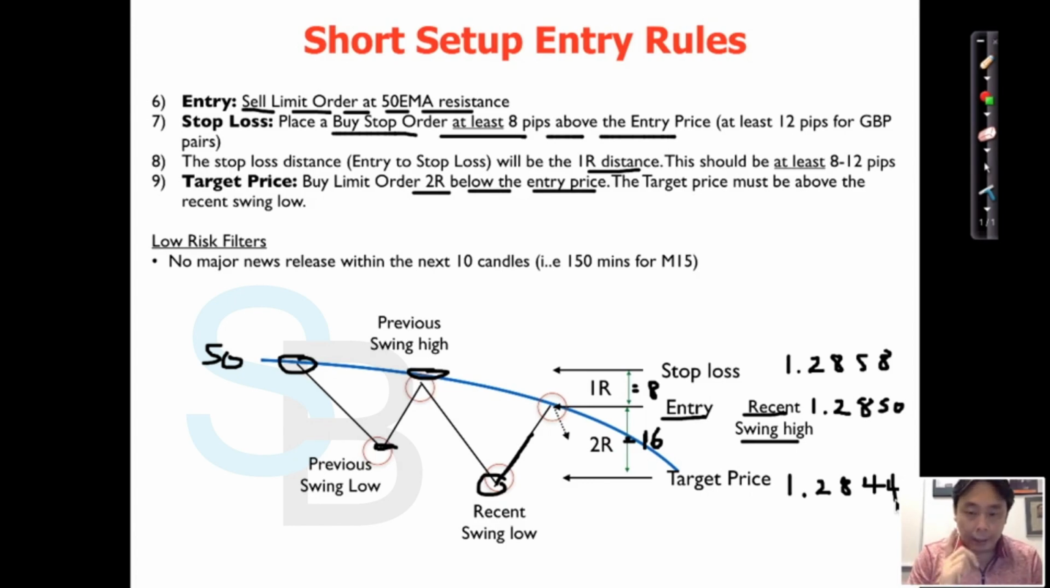And again, ideally, if my stop loss is above the previous swing high, that is an ideal case scenario. So sometimes I may want to move my stop loss slightly up to make sure it is above the previous swing high. Again, it is not a must, it is good to have, right? But always ensure that you are able to reach 2R. Your target price must be reached before hitting the recent swing low. In other words, the target price must be above the recent swing low over here.